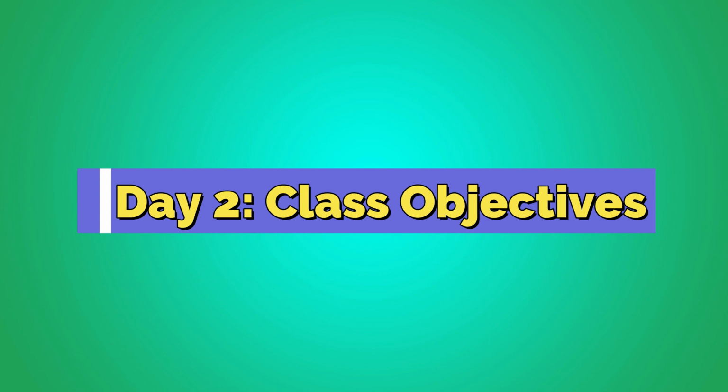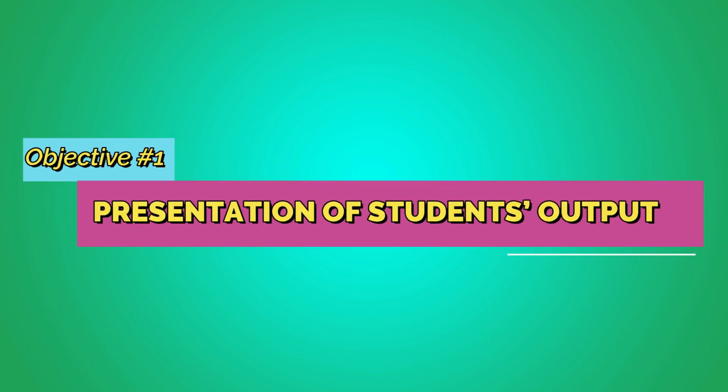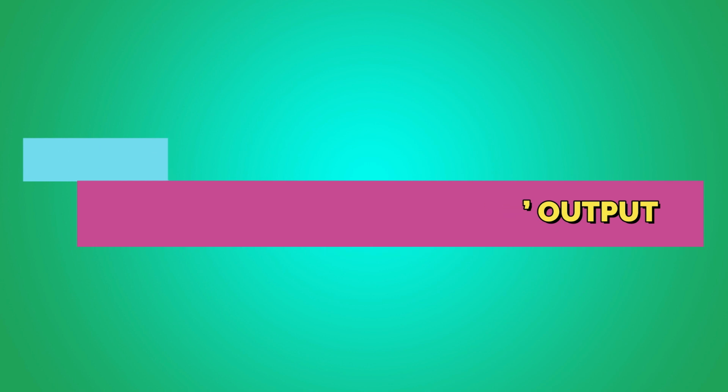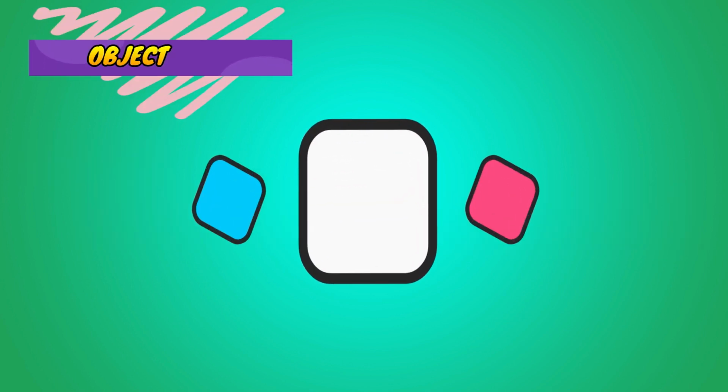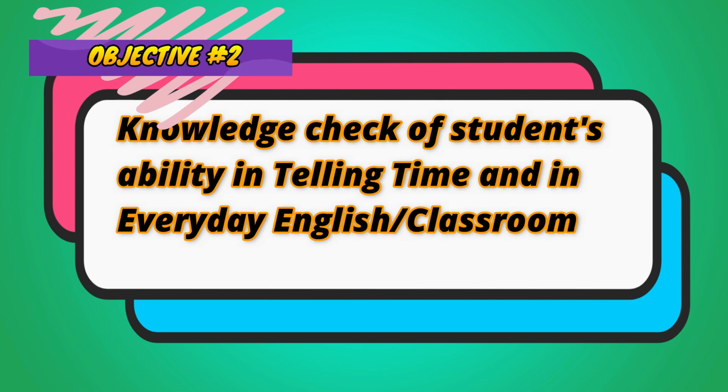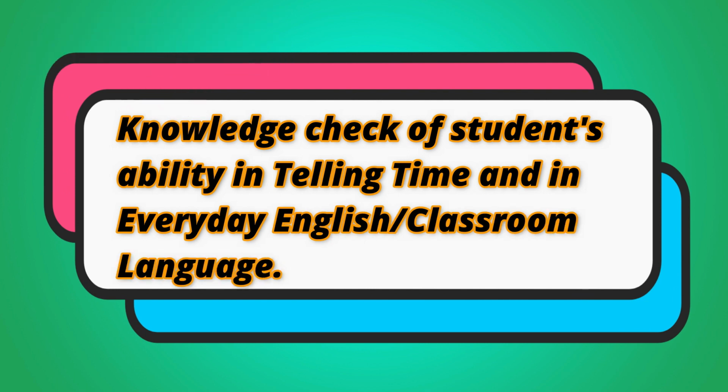So today is a new day. Another wonderful day indeed to learn new things in English. Here are today's class objectives. Objective number 1, presentation of students' output. Objective number 2, knowledge check of students' ability in telling time and in everyday English classroom language.